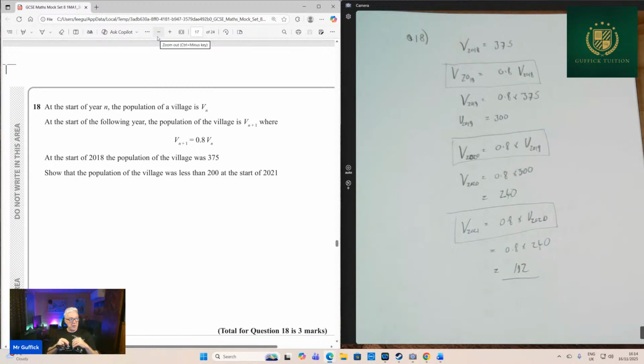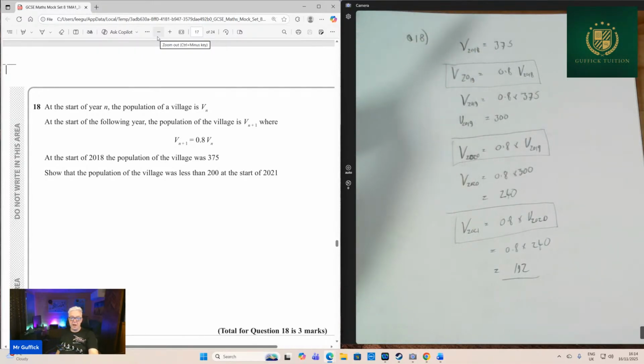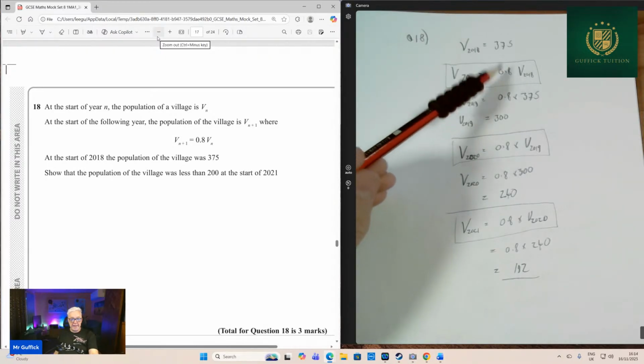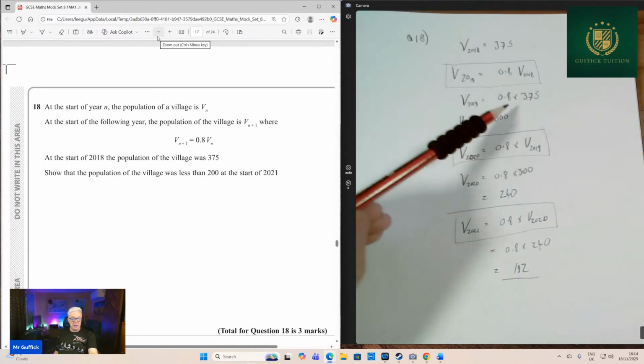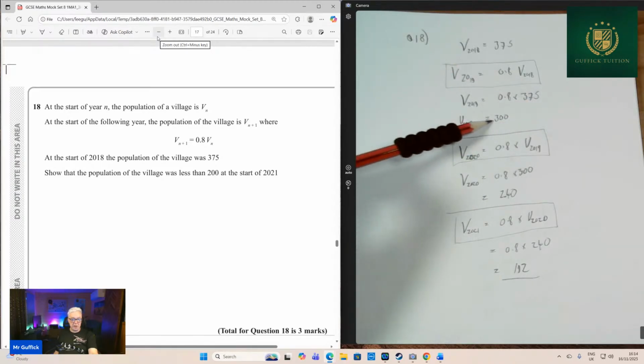At the start of 2018, the population of the village was 375. Show that the population of the village was less than 200 at the start of 2021. So we start off in 2018 with 375 people in the village. So 2019 is going to be 0.8 times 2018, so you do 0.8 times 375. Therefore, at the start of 2019, there's only 300 people in the village.